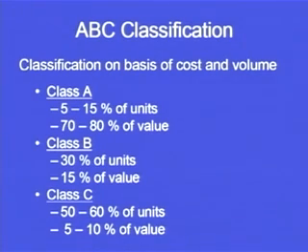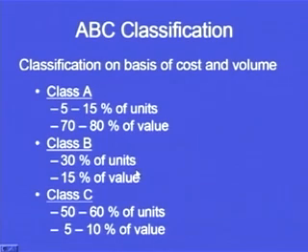So we can say that class A items will be the items which will be 5 to 15% of the units. So on the basis of volume, these will be 5 to 15% of the units only. But from the point of view of value, this will be 70 to 80% of the value. So class A items are those items which are less in quantity, but the dollar value or the rupee value associated with them will be 70 to 80%. So these are costly items. The costly items which have more value have less quantity, or they should be stored in less quantity. Similarly, class B items are items which will be 30% of the units.